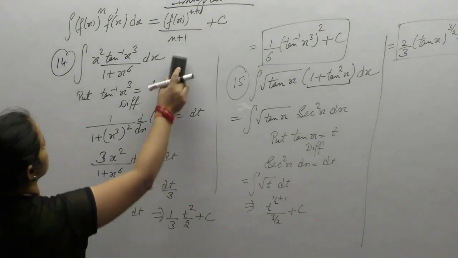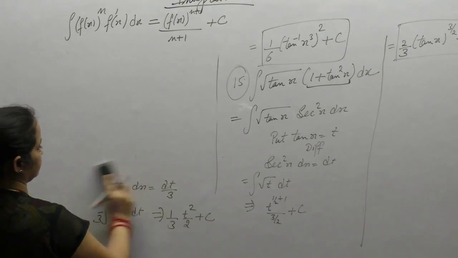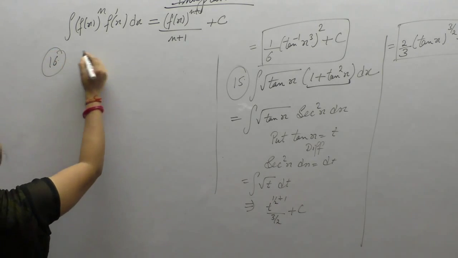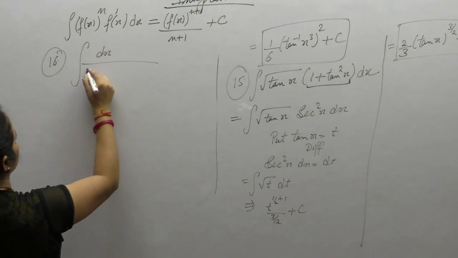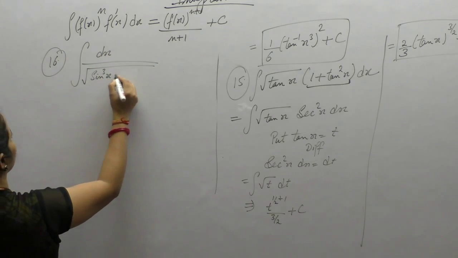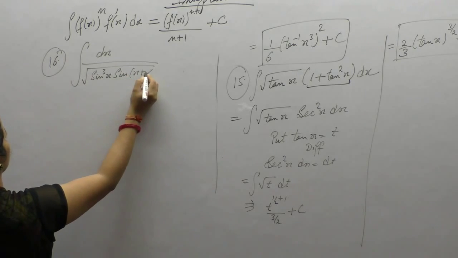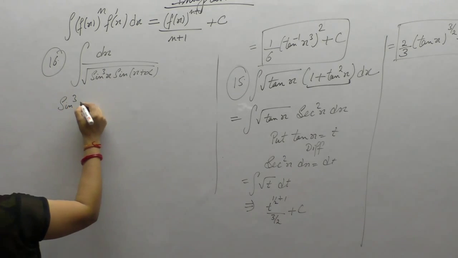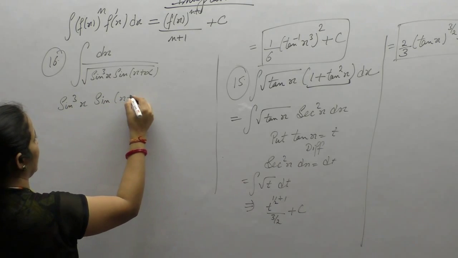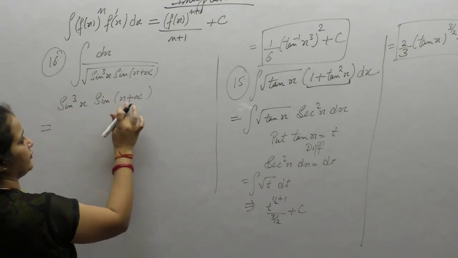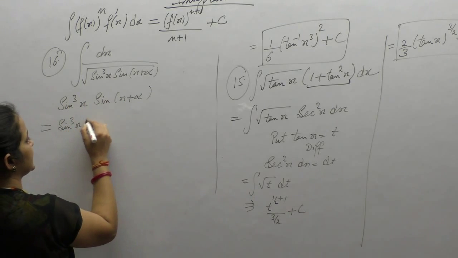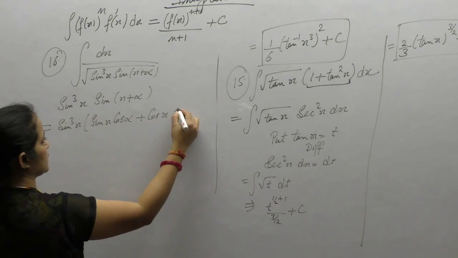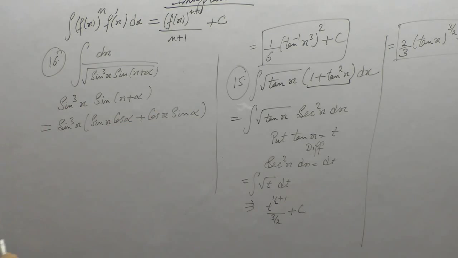Now, next question. Integral of 1 upon square root of sin cube x sin(x plus alpha). First we will solve this term, sin cube x sin(x plus alpha). Apply the formula here: sin(a plus b) is equal to sin a cos b plus cos a sin b. Clear?